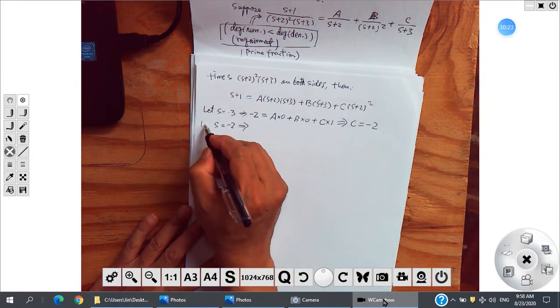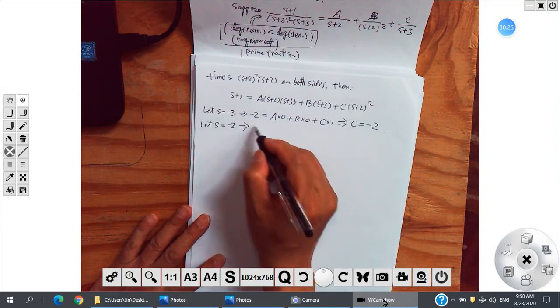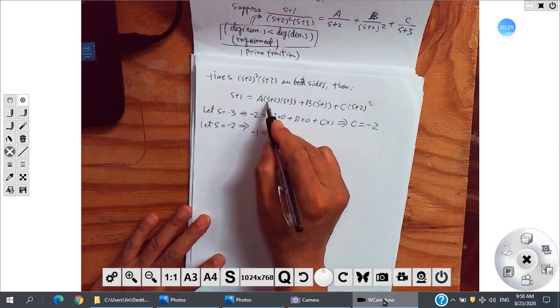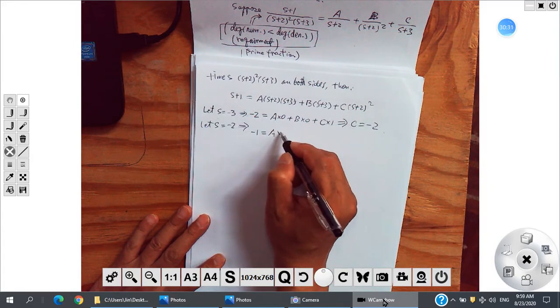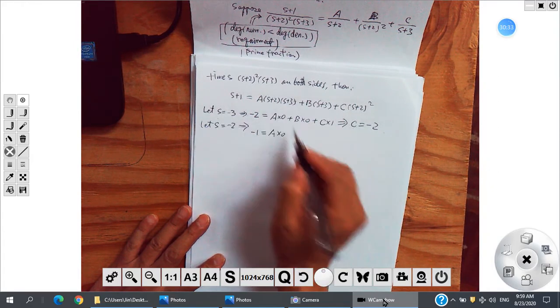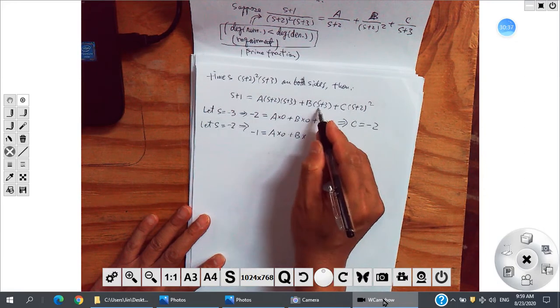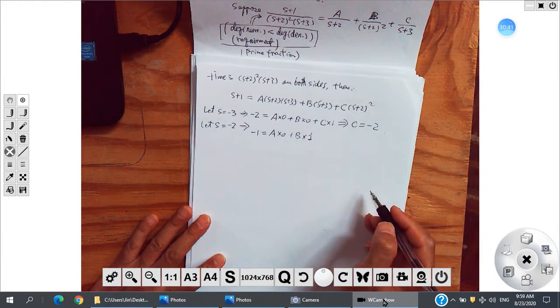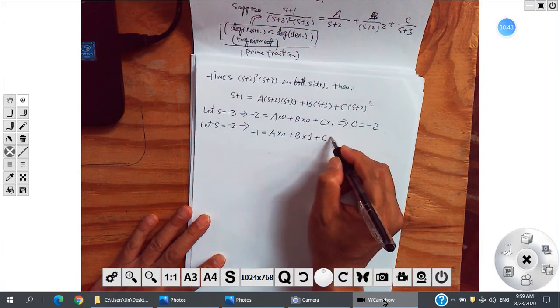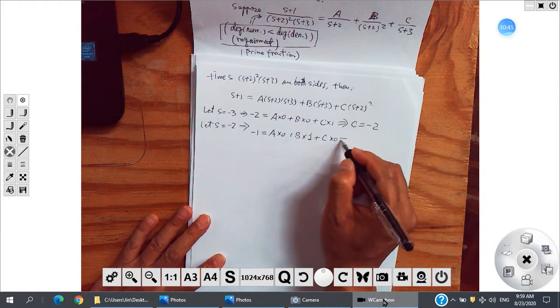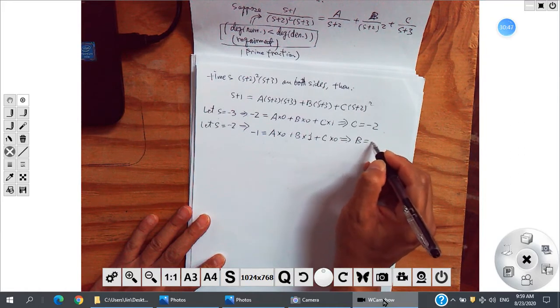Let s equal to negative 2, then here is negative 1 equal to, okay, this A term is also times 0 because of s plus 2. And B times, now this is 1, right? s is negative 2. And C is 0. So we have B equal to negative 1.